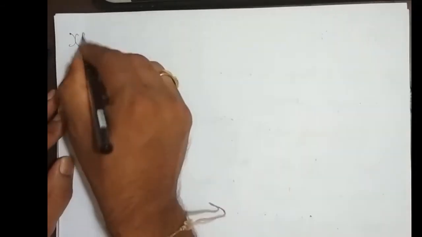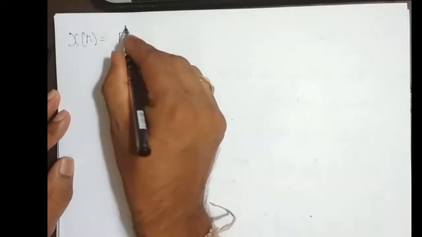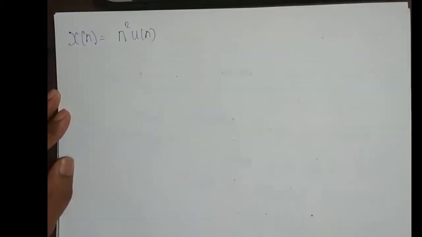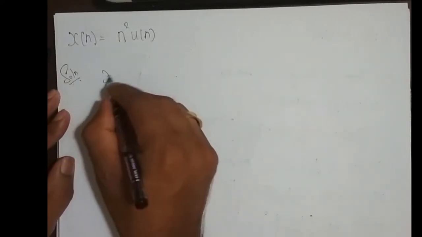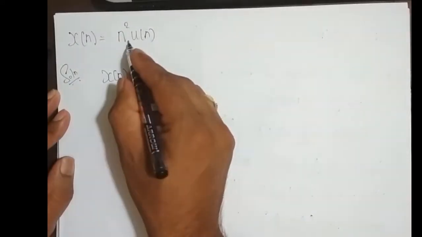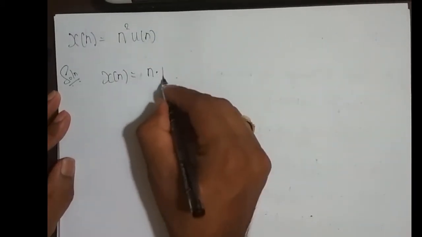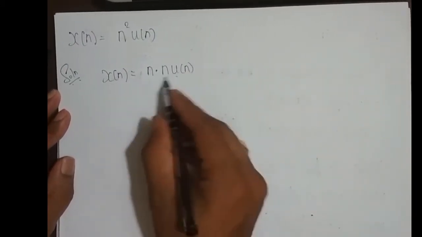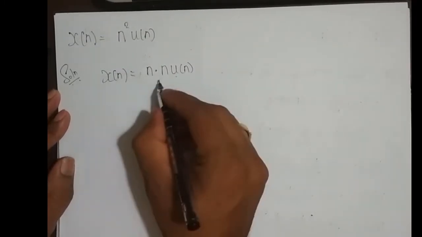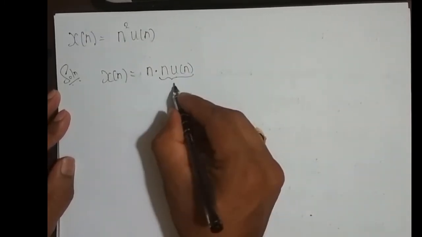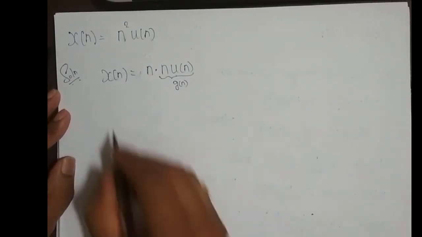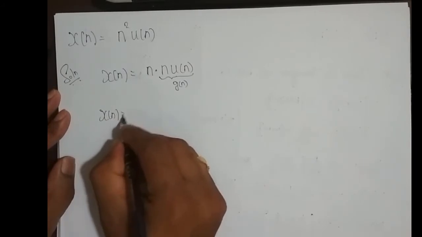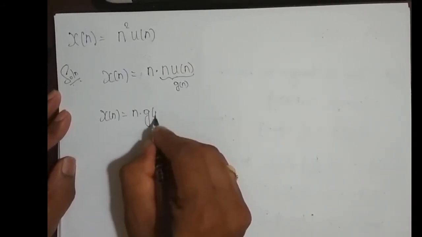Okay, we'll take up one more. The sequence is x of n is equal to n square times u of n. Solution: I can write n square u of n as n times n times u of n. I'll call the term n times u of n an intermediate signal g of n. So x of n is equal to n times g of n.